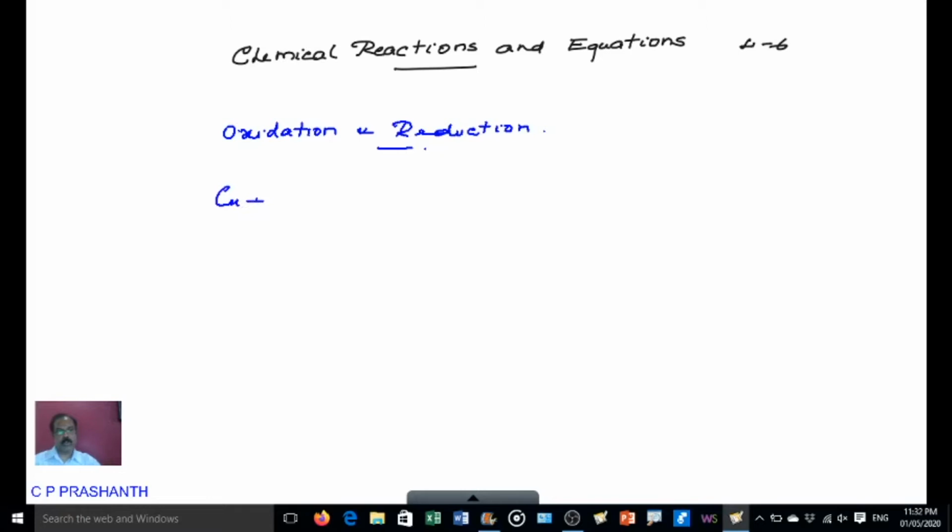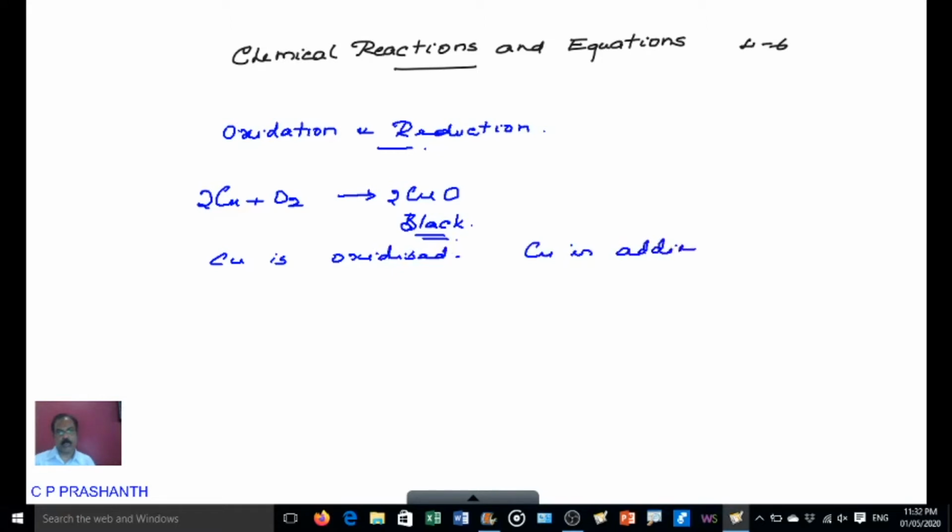Copper reacted with oxygen to produce CuO, which is black. Now here you can see the copper is adding oxygen. Since it is a reaction where oxygen is added, we call it oxidation. So in this reaction you can see copper is adding oxygen, therefore copper is getting oxidized. Copper is adding oxygen.